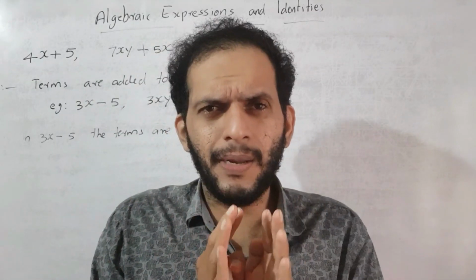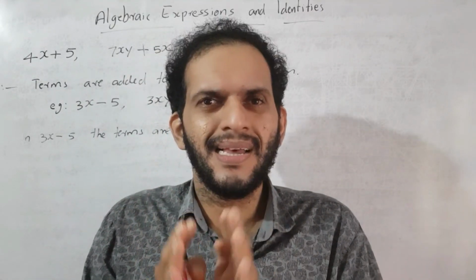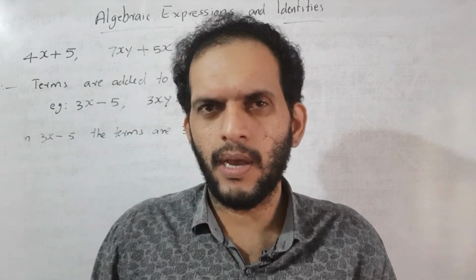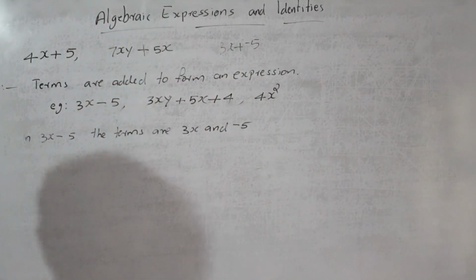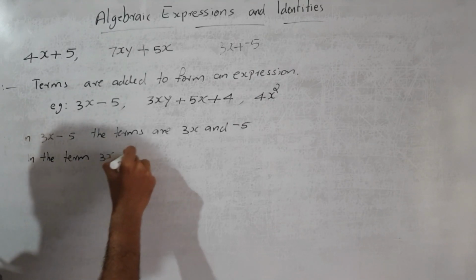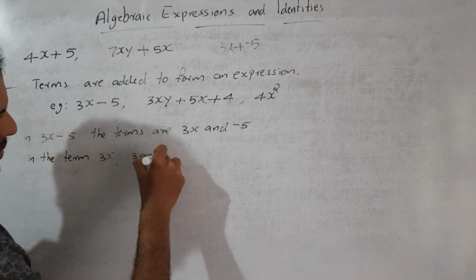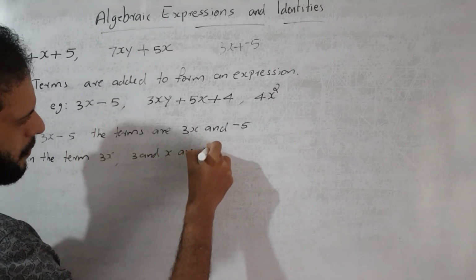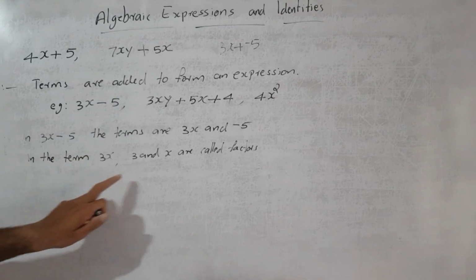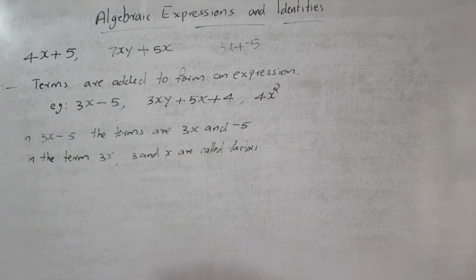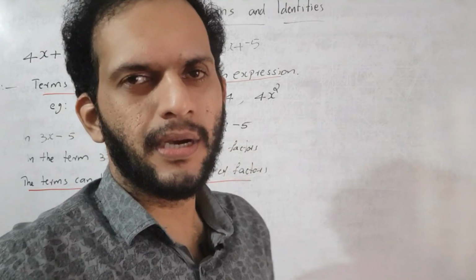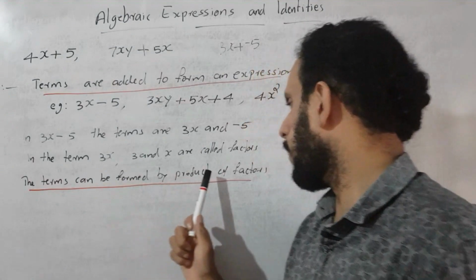Okay, what are we multiplying there? To form the terms, those are called factors of the terms. Okay, factors. In the term 3x, 3 and x are called factors. Okay, then what are factors? Terms can be formed by product of factors.